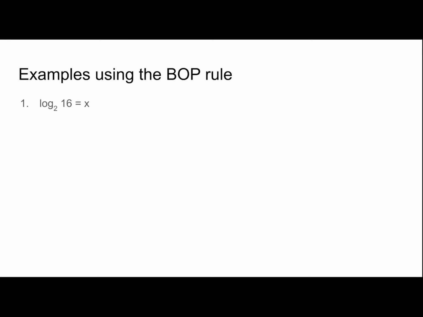Alright, so we have log base 2 of 16 equals to x. So, okay, remember our BOP rule, we have to rewrite this in a different way, okay? So we can say the base to the power of x equals to 16. So 2 to the power of x equals to 16. And we should be able to see here very clearly that x equals to 4.